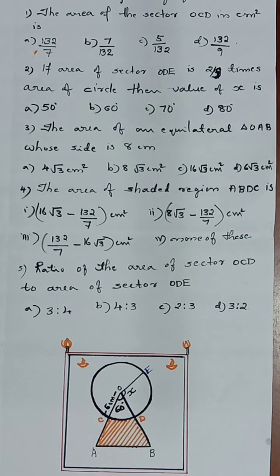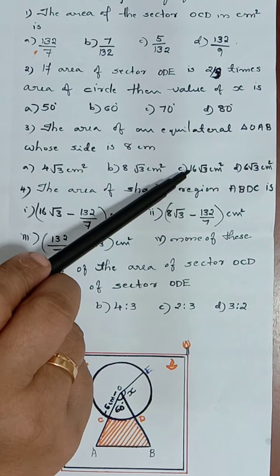So here in the figure you can see the area of shaded region ABDC. This orange shaded region. How do we get that shaded region? It is a part of the equilateral triangle, from which we have to subtract the area of the sector having angle 60 degree. Area of sector OCD we have found out in the first question, that is 132 by 7. That should be subtracted from the area of the equilateral triangle. Area of equilateral triangle we just found out in the third question, that is 16 root 3.